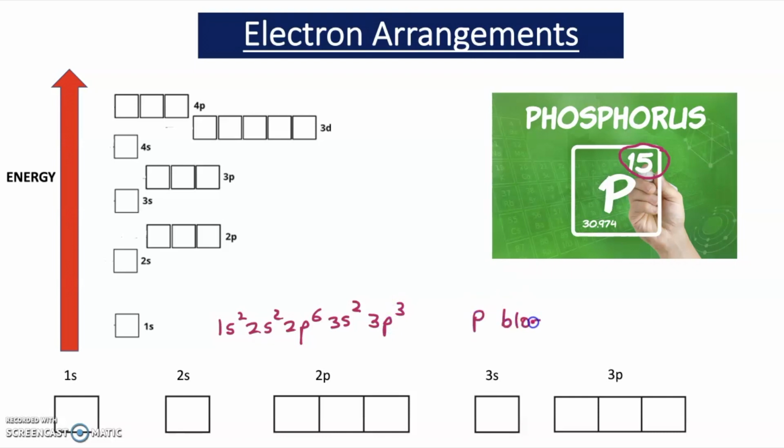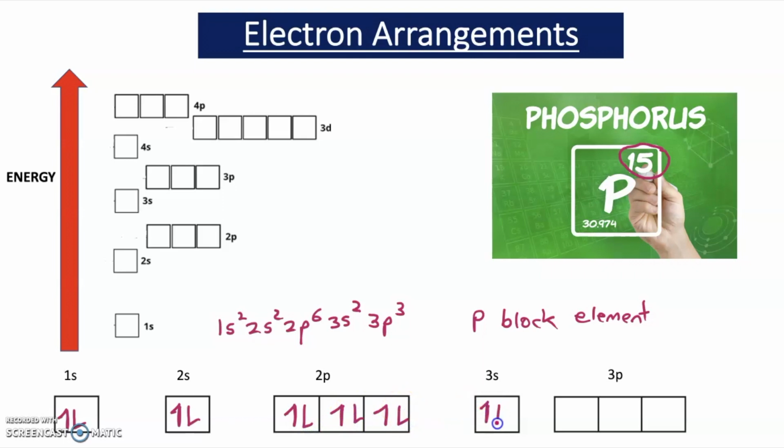Now phosphorus is classed as a p block element because when filling the orbitals, the last electron is going into a p orbital, so therefore it's classed as a p block element. So now I'm going to put the electrons in the boxes to represent orbitals. Again, I represent an electron with a single-headed arrow, so I'm filling them singly before pairing occurs.